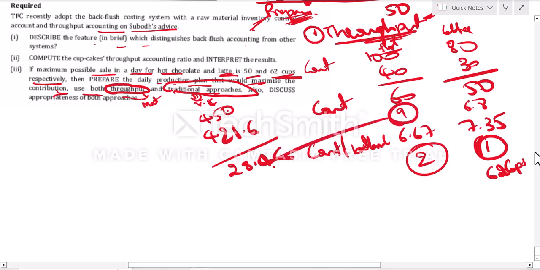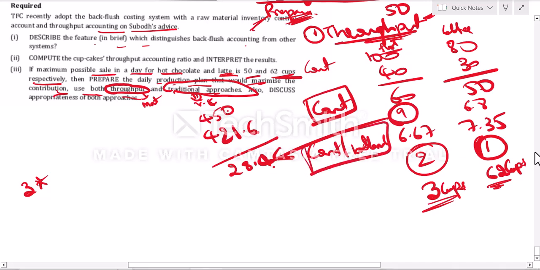So, only 3.155 means completely 3 units, 3 cups we can produce. Okay, this is the product mix: 3 cups of hot chocolate and 62 cups of latte. So, what is the contribution? I said to calculate the contribution, there are 2 methods. One is to consider the contribution amount only, or else you can calculate the contribution per bottleneck.